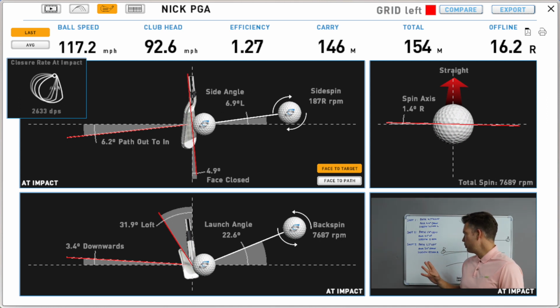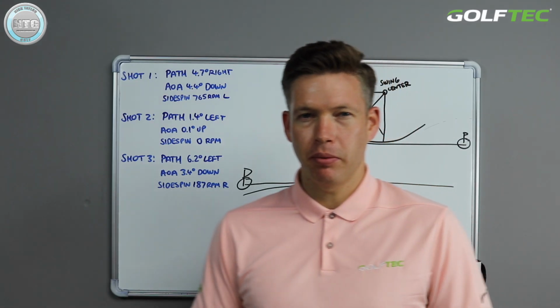And this is probably the better way to sort of fade the ball using the stack and tilt system. Angle of attack was 3.4 degrees down, and the side spin was 187 revolutions per minute to the right.